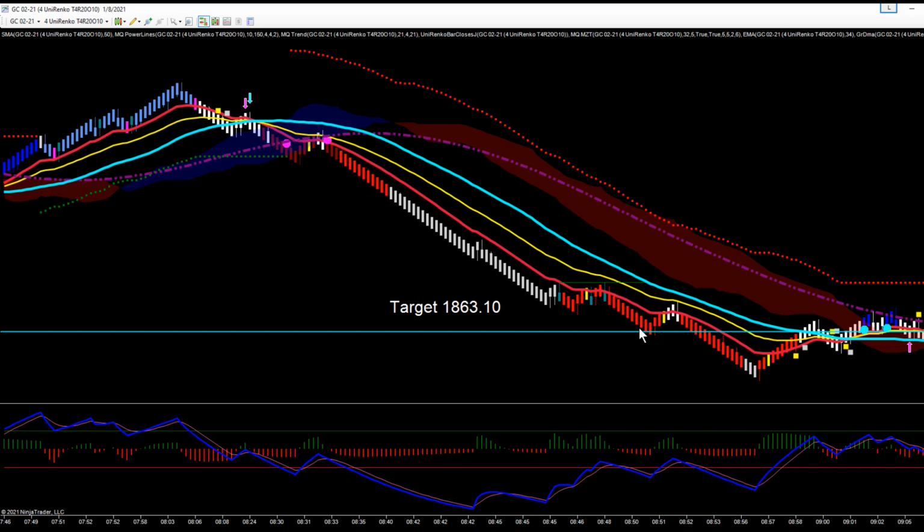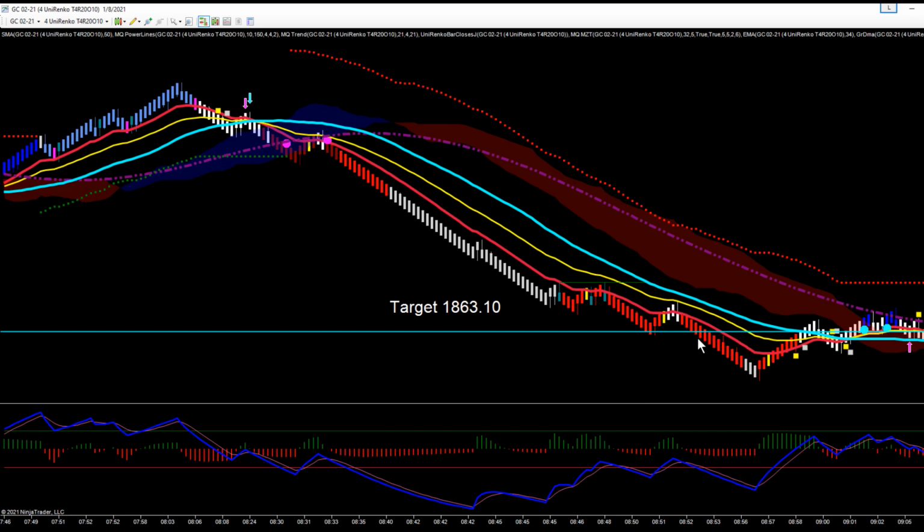And that was a nice rip down. I mean, you had the potential to make over $2,200 per contract. Now, again, it depends on how you're trading it, what your profit targets are and what your tolerance is. But if you had traded down into target, you had the potential to grab at least $2,200 per contract. Now, again, gold was so bearish and it just kept working its way lower.